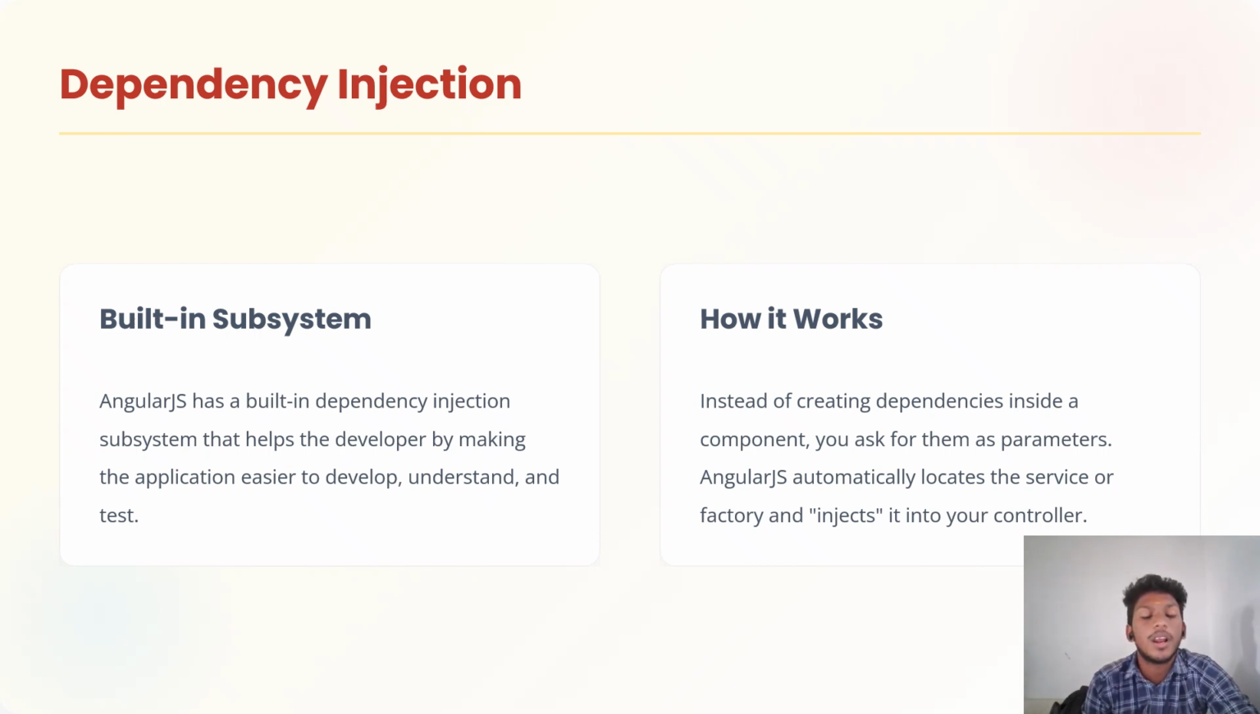AngularJS has a built-in dependency injection subsystem. It helps the developer by making the application easier to develop, understand, and test. And how it works: instead of creating dependencies inside a component, you ask for them as parameters. AngularJS automatically locates the service or factory and injects it into your controller.